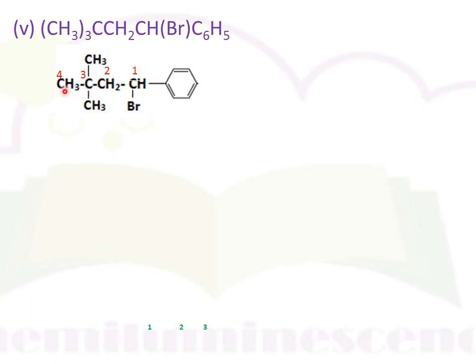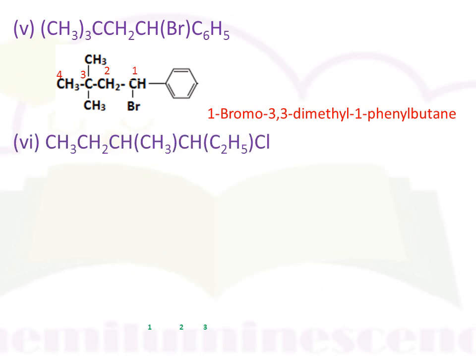Now put all these substituent names alphabetically. We know that M comes first, then P, hence the phenyl name comes later and the methyl name comes first. Hence its name is 1-bromo, 3,3-dimethyl, 1-phenyl. The total number of carbons present in the parent compound is 4, hence butane. Therefore, the name of the compound is 1-bromo-3,3-dimethyl-1-phenylbutane.